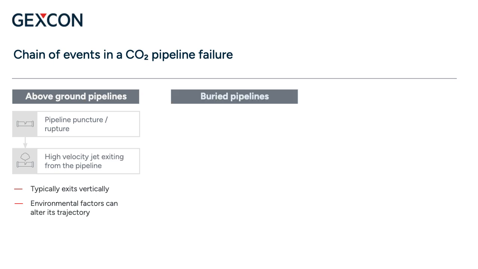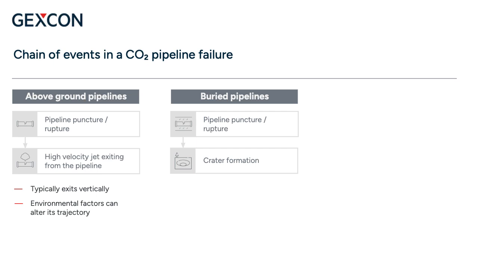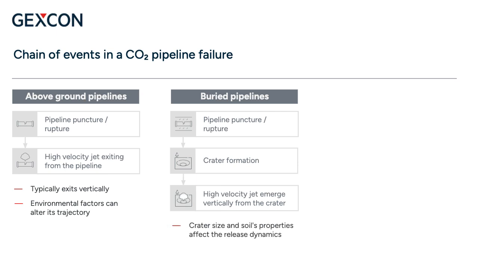For buried pipelines, a rupture causes the pressurized CO2 to displace soil, forming a crater. This causes the CO2 jet to emerge vertically from the crater. The crater's size and the soil's properties affect the release dynamics, including jet velocity, dispersion, and potential phase changes.